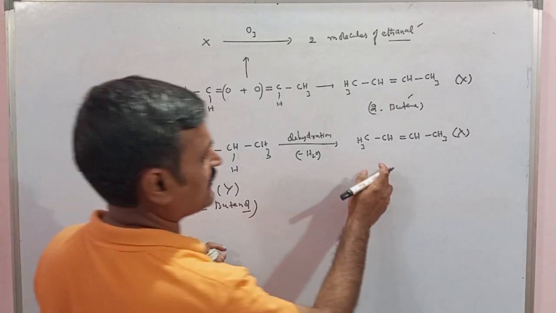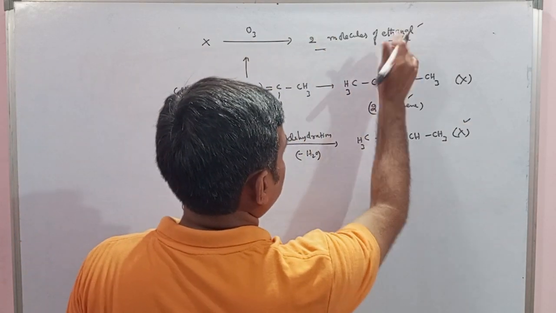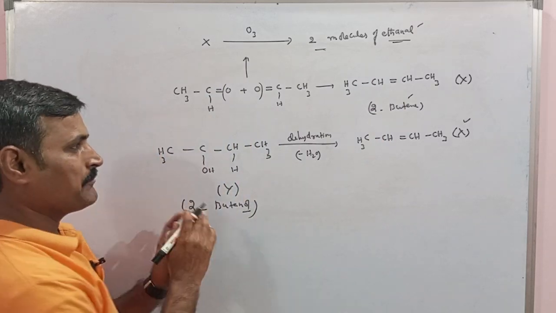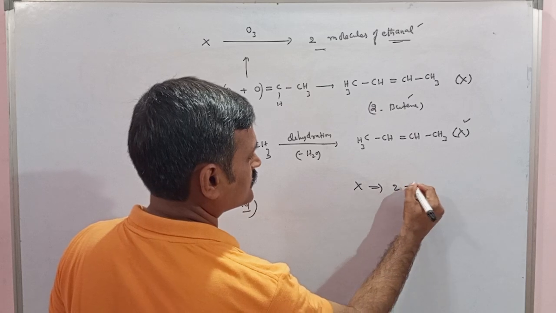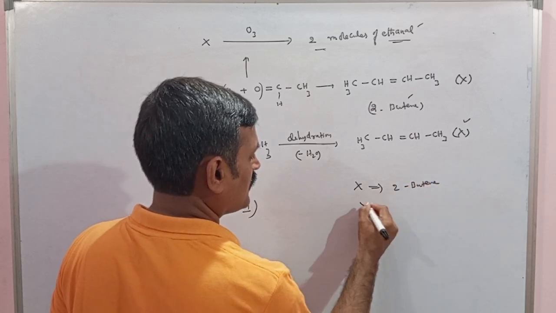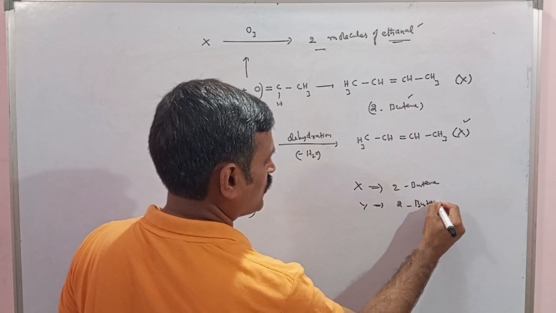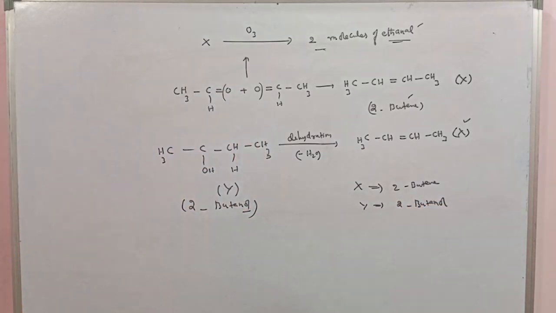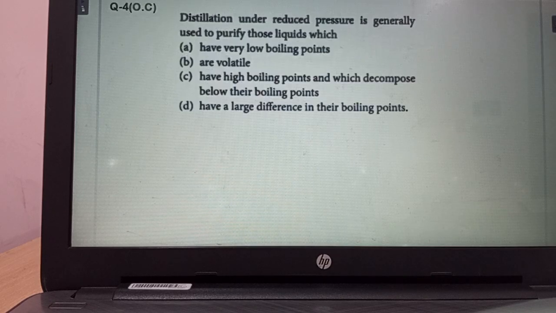2-butanol upon dehydration gives 2-butene, X, and that X on ozonolysis gives 2 molecules of ethanal, which exactly matches with this idea. That means finally X is 2-butene and Y is 2-butanol. So dear students, the second option is the right option, that is X is 2-butene, Y is 2-butanol. Let's move to the next question.